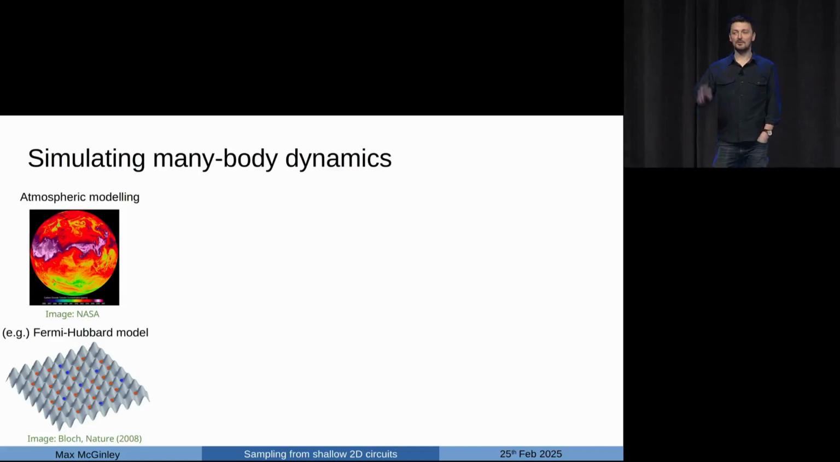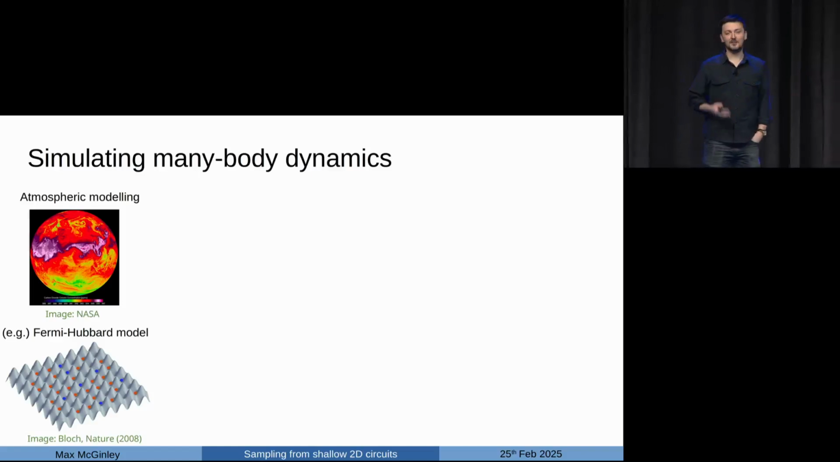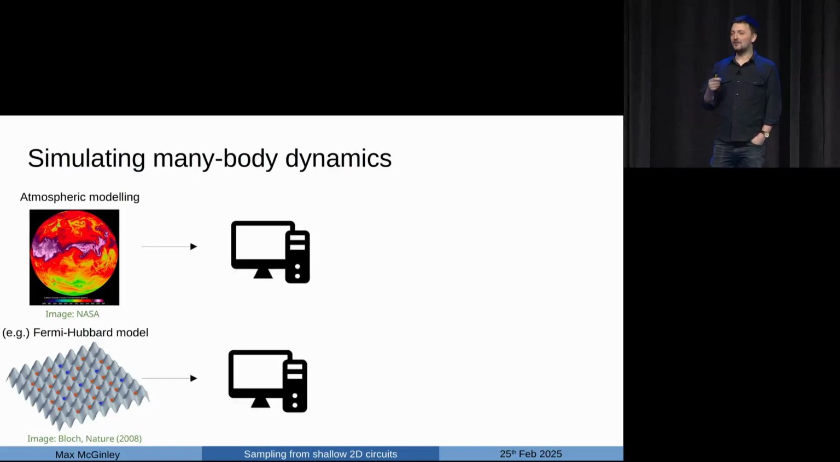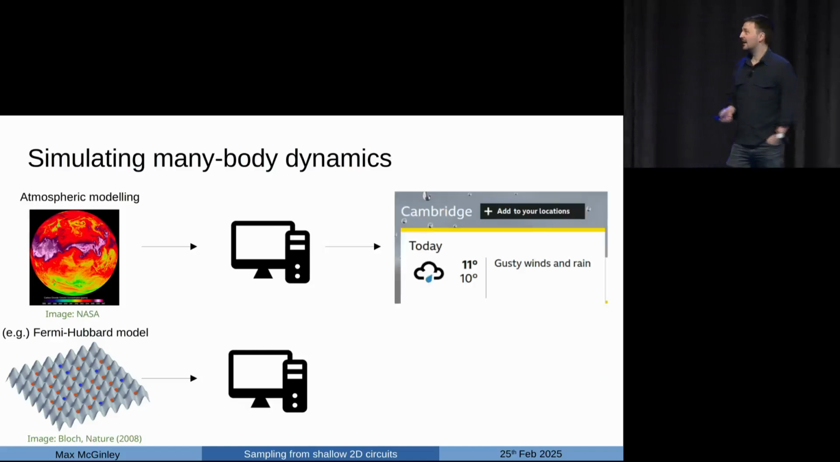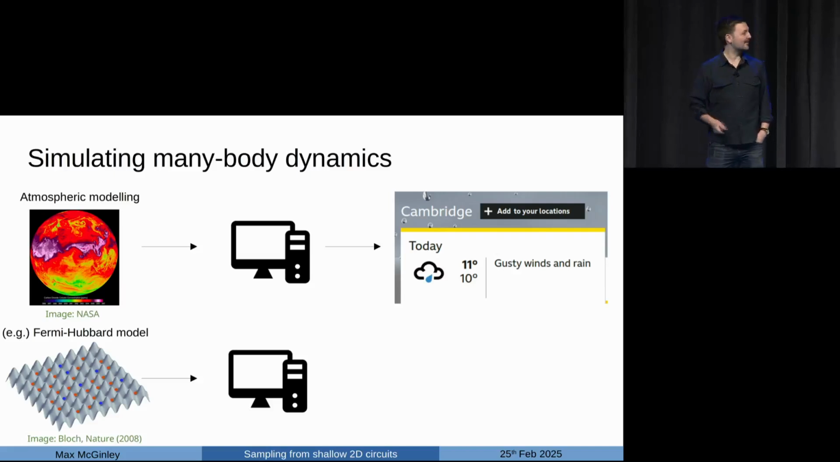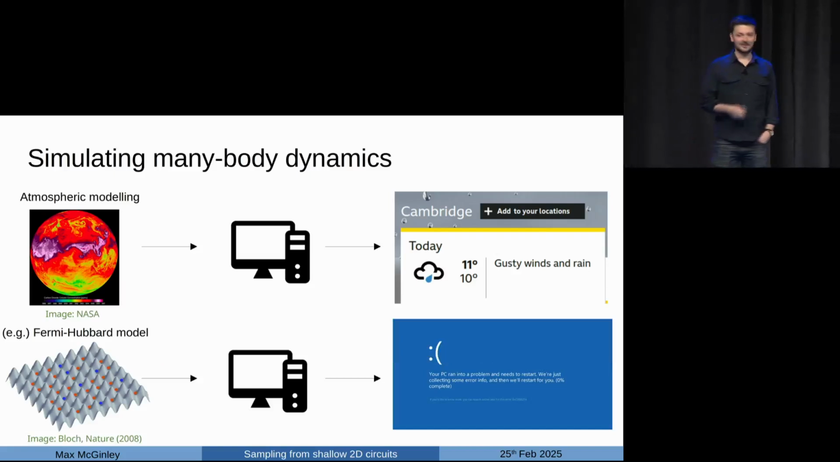One of these is atmospheric modeling for weather systems. The other, for example, is the Fermi-Hubbard model meant to model a superconductor. These are both interacting many-body problems, and we can try and make predictions about them using classical computers. And remarkably, in the case of atmospheric dynamics, we can make actual predictions, which invariably come up like this if you live in the UK. In the other case, if you've ever tried to do this, well, we know what happens there.